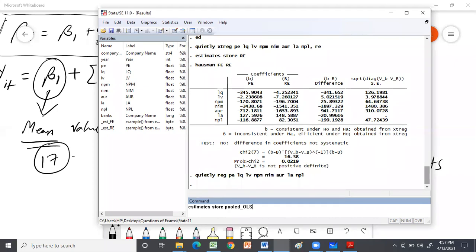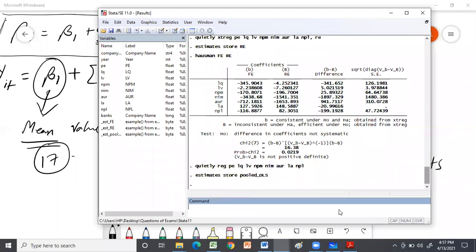One thing to remember: when you are writing a command, any name you give to a variable should not contain any space. In Stata, a variable name cannot have a space. You can use the underscore sign, okay? So estimates store pooled_OLS. This is now stored as pooled OLS. See, you have created another variable here in the variable list, okay?